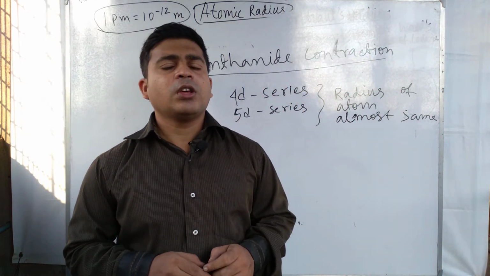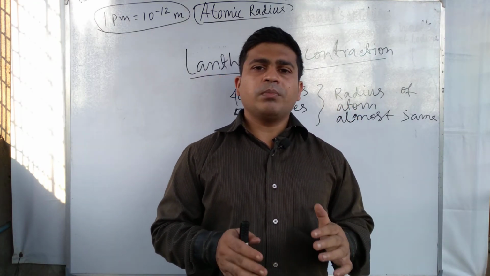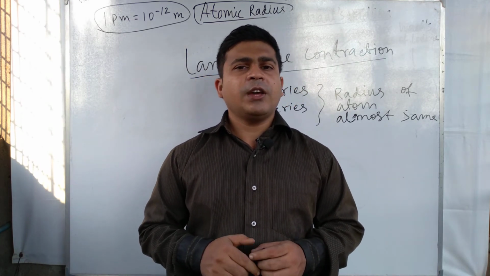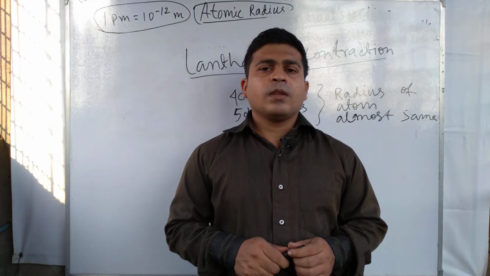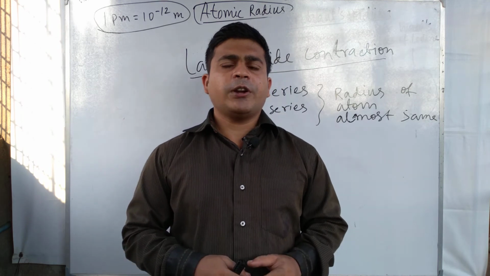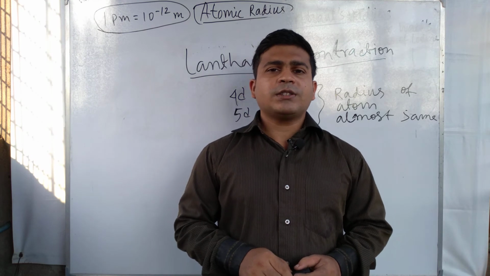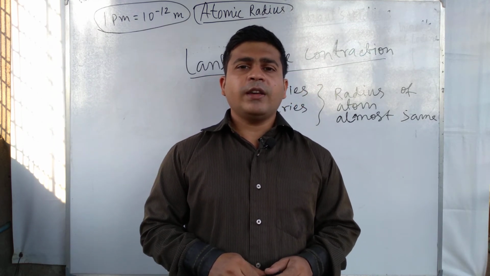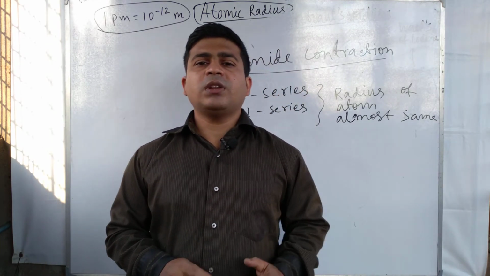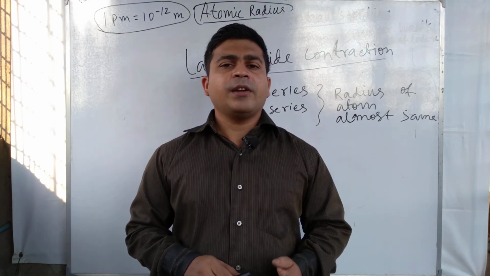So this is the total discussion in this video about atomic size, atomic radius, and three types of atomic radius: covalent radius, van der Waals radius, and metallic radius. And I think you understand each radius, why each radius is considered, and how each radius is measured. This is the complete discussion about atomic radius that I wanted to make, and it's finished.